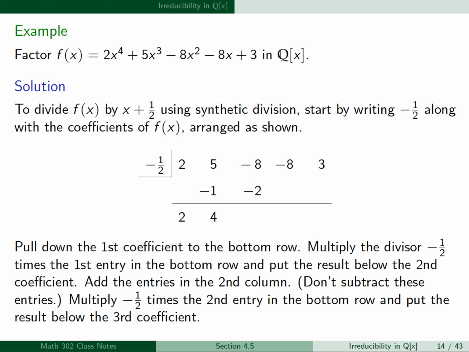And now we'll repeat this procedure. So we're going to add the entries in the third column. Minus 10, multiply by minus 1/2. Add the entries in the fourth column. Minus 3, multiply minus 3 by minus 1/2. And then add the entries in the fifth column.